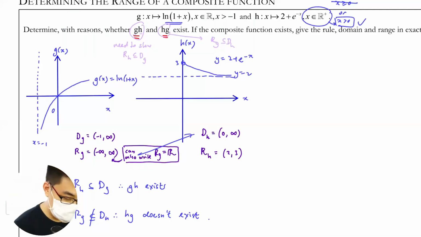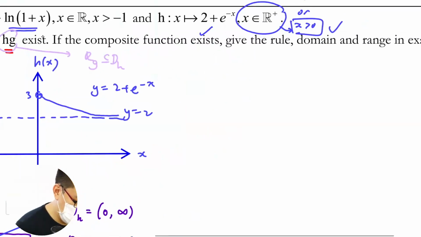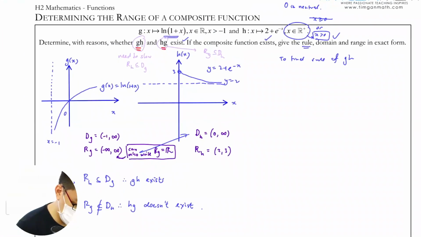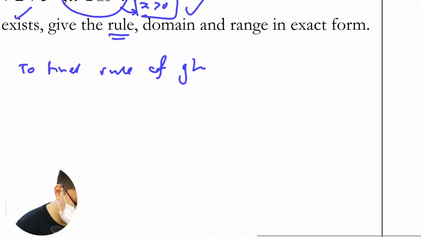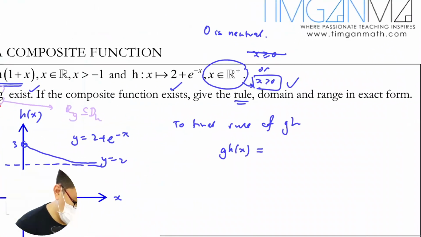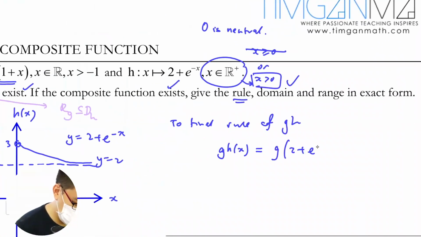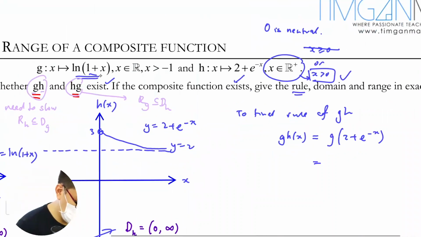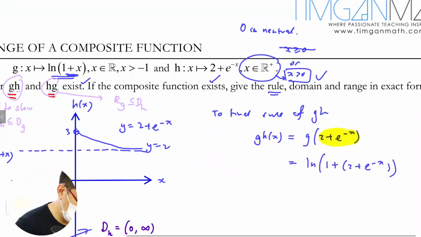Okay. So we want to find the rule of GH, since GH exists. GH(x) would mean that we just replace H(x) into 1 plus x. Just replace it, this whole thing is an x here. So then you get, okay, good job. Then I think this one rule is okay.